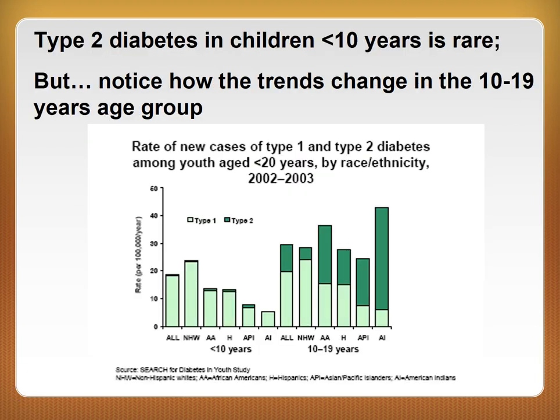Among children and adolescents, type 2 diabetes in children younger than 10 years old is rare. The vast majority of the children younger than 10 years old were with type 1 diabetes. However, we could notice how the trends change in the 10-19 years age group. There was a dramatic increase in type 2 diabetes during this time period.